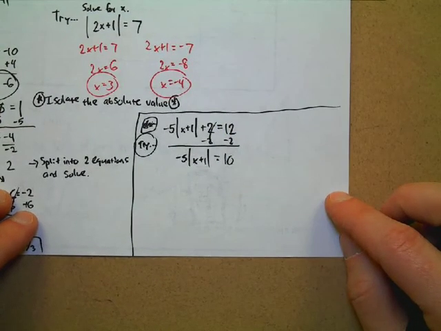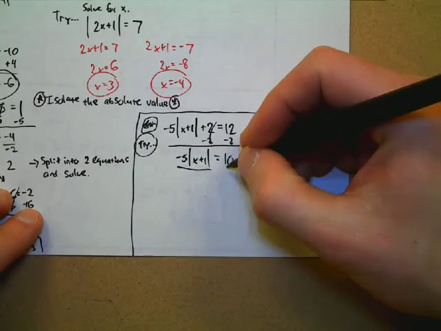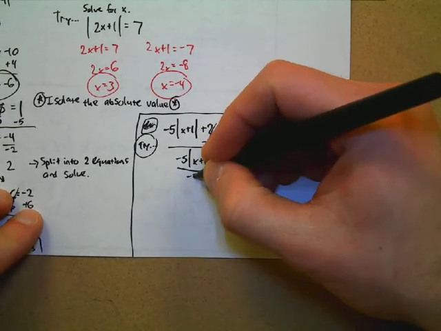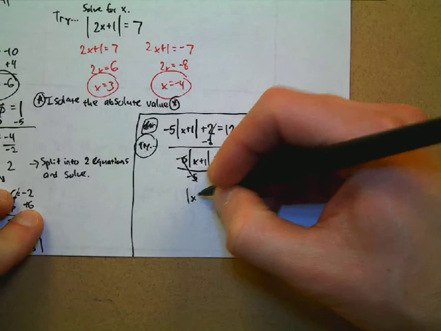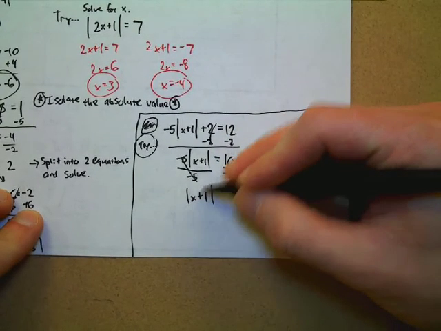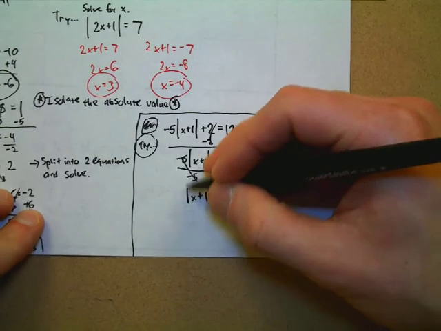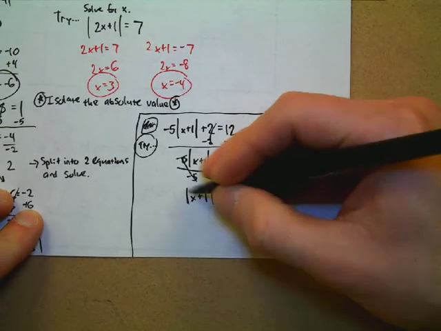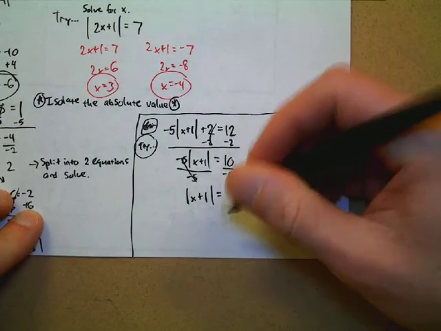Divide both sides by -5, right? Yeah. Okay, so the -5's cancel. Now we've gotten to the point where we have isolated the absolute value. The absolute value is by itself. Yes, there's the x plus 1, but the thing in the absolute value is by itself. And my result here is 10 divided by -5, which equals -2.